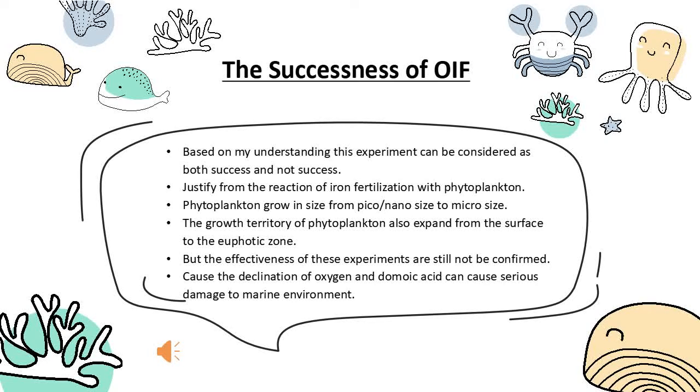Phytoplankton grow in size from pico or nano size to micro size, and the growth territory of phytoplankton also expands from the surface to the euphotic zone depth. But the effectiveness of these experiments is still not confirmed because this experiment caused the declination of oxygen and the production of domoic acid increased, and it can cause serious damage to the marine environment.